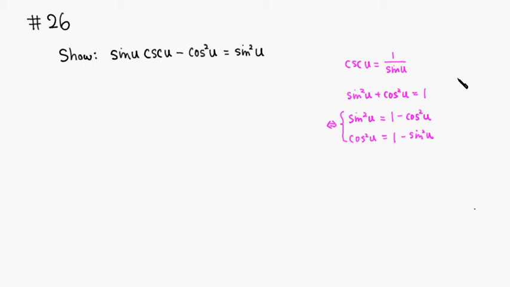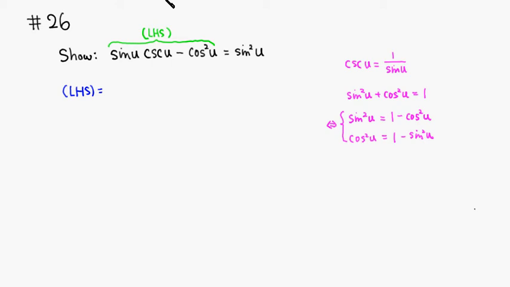So in order to establish an identity, the easiest way to do it is to start with one side and simplify it to see if you can get to the other side. So let's start with the left hand side. The left hand side is this expression right here, the left hand side of the equation.